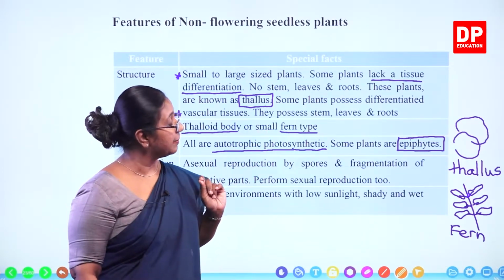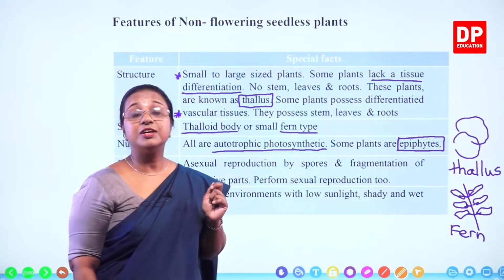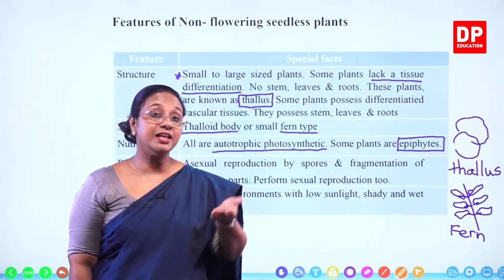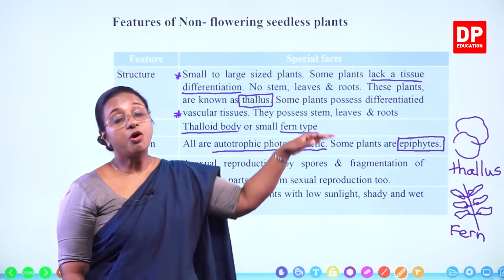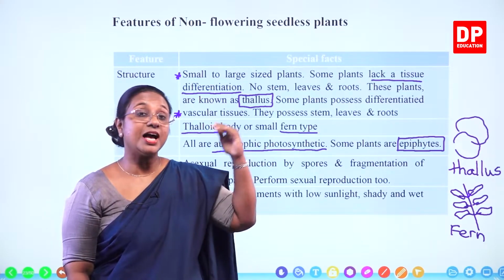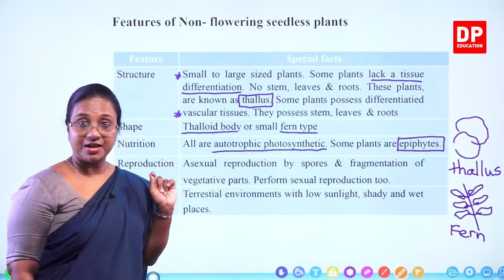So those are epiphytes. Some of these plants are epiphytes. Even some of the ferns are epiphytes. You might have seen them growing on top of a tree or on a taller surface, higher elevation. So those are some examples of epiphytes.